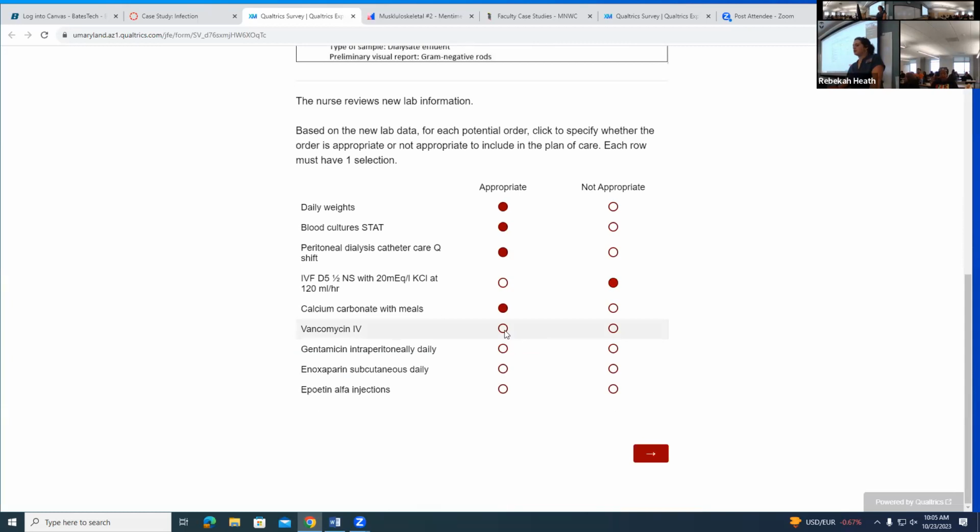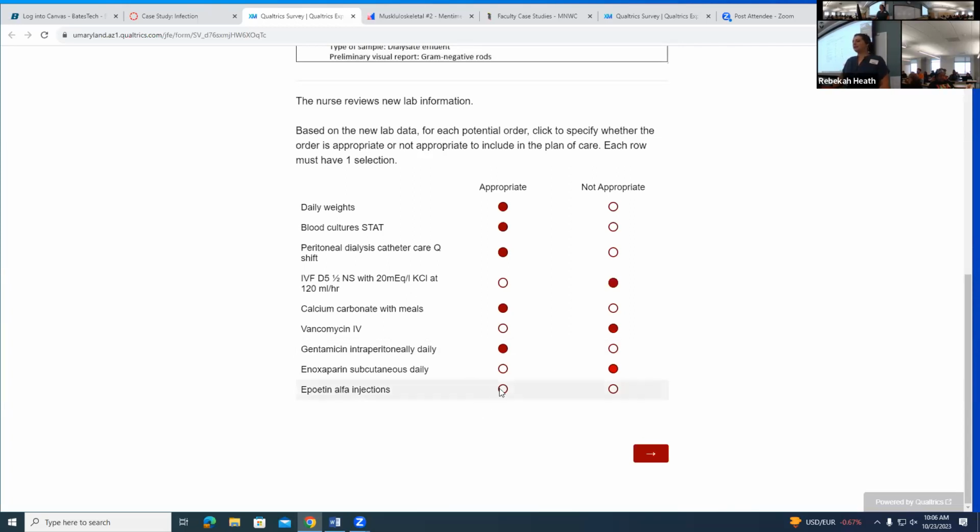Yes, we do want Vanco, the IV antibiotic. Gentamicin intraperitoneal daily. Yes, probably. Let me just make sure. Actually, no Vanco. They're saying gentamicin, no Vanco, because they're saying treat it localized first. If it gets back that the infection is in the blood with the blood culture, then that changes. Enoxaparin subcutaneous? Actually, no. It's a blood thinner and we don't have any information that says that we should.